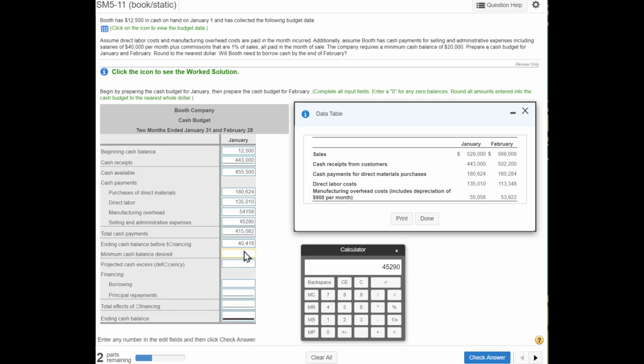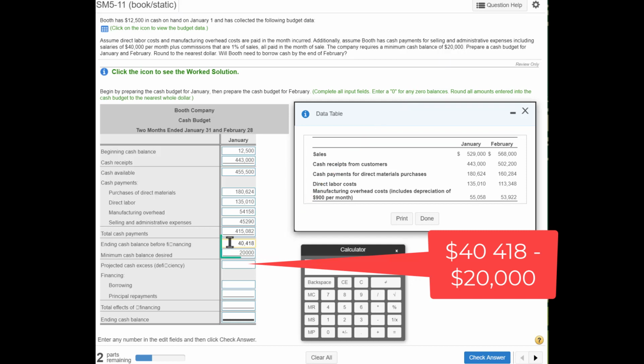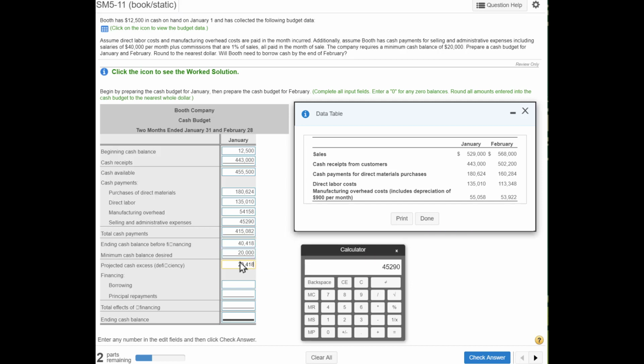And what was the minimum cash required? We required 20,000. Next, we need to calculate if we have an excess or a deficiency. Notice the deficiency is in parentheses, meaning it's a negative number. So we had 40,418. We require 20,000. So the excess is just the difference. So we got $20,418 in excess.